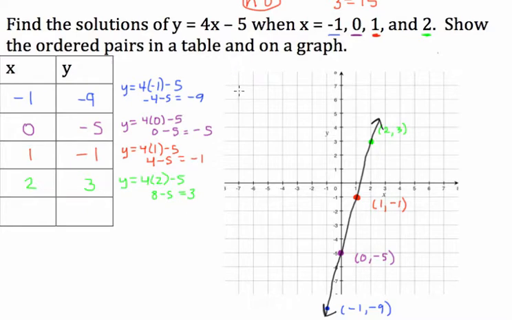Next module, we will talk about some of the patterns that you see here, and how to use some of those shortcuts to graph a line more quickly without plotting all these points. For example, you'll notice this point right here. Any time that you make the x-coordinate be 0, this number right here will be the y-coordinate. And that's one pattern that we'll talk about next module.